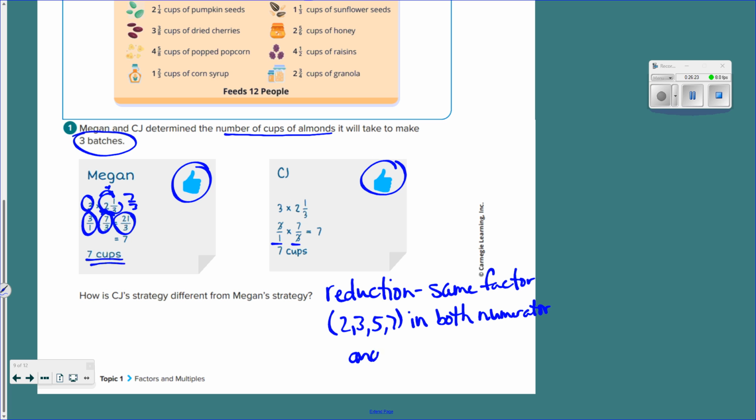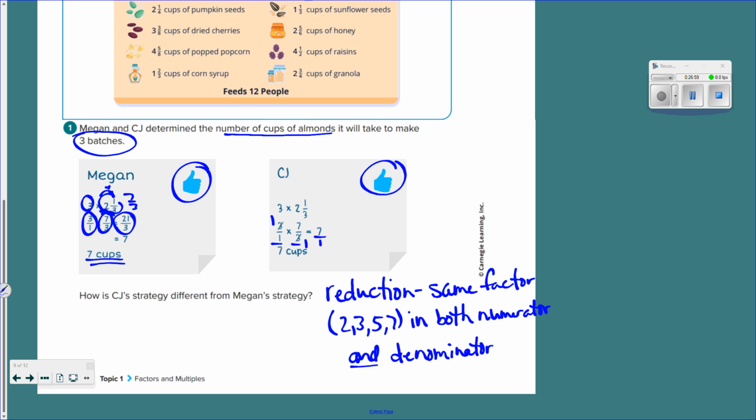But if I do, I can actually reduce those numbers out of my expression to make the math easier for myself. So in this case, he said, okay, I've got a 3 on top, 3 divided by 3 is 1. I have a 3 on the bottom, 3 divided by 3 is 1. So I can make both of those 1. So now when I'm multiplying, I just do 1 times 7 is 7, 1 times 1 is 1, 7/1 is just 7 cups. Does that make sense to you?